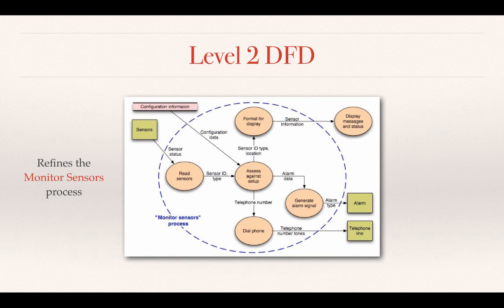In this level 2 diagram, you can see that the same pieces of information are coming into the process, sensor status from the sensors and configuration data from the configuration information data store, and the same pieces of information are going out of the process. Sensor information to the display messages and status process, alarm type to the alarm, and telephone number tones to the phone line. Keep in mind that this is not optional for a data flow diagram. This is information conformity, and you must maintain information conformity throughout your levels.